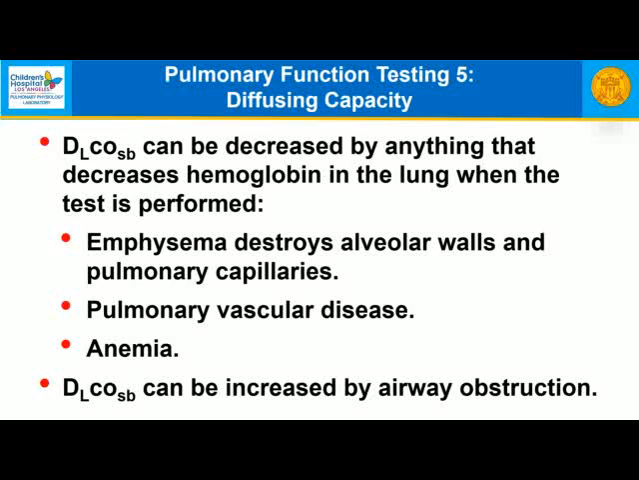Emphysema destroys alveolar capillary walls and pulmonary capillaries. Pulmonary vascular disease, likewise, and anemia decreases the amount of hemoglobin. The DLCO can also be increased by airway obstruction.